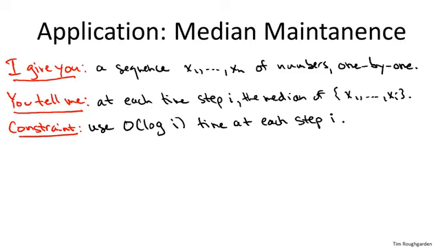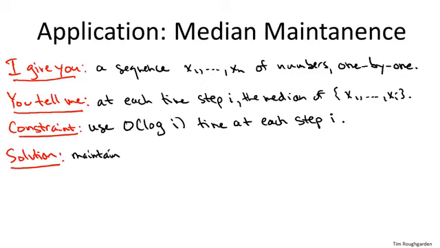So the first heap we'll call h low. This heap will support extract max. Remember we discussed that with a heap you could pick whether it supports extract min or extract max. You don't get both, but you can get either one. It doesn't matter. And then we'll have another heap, h high, which supports extract min.